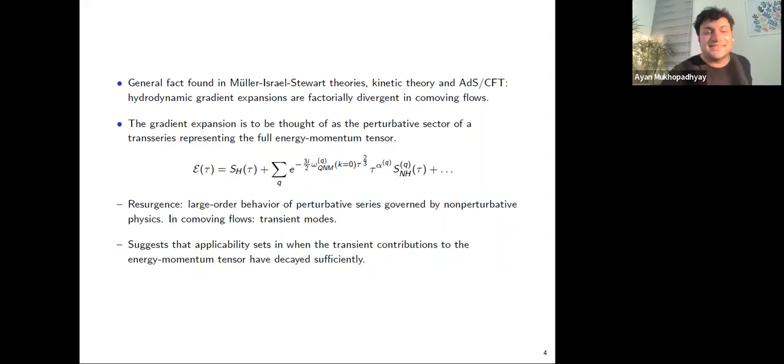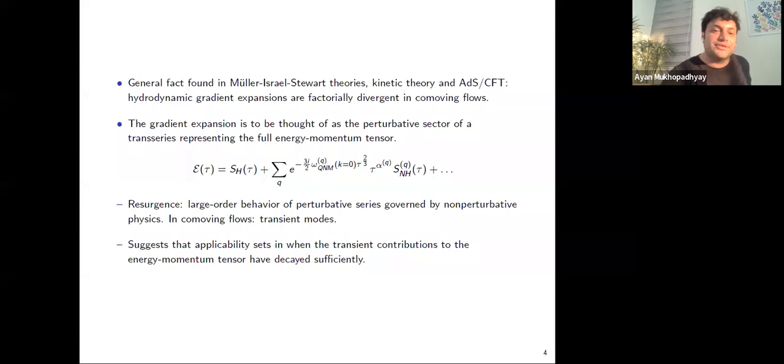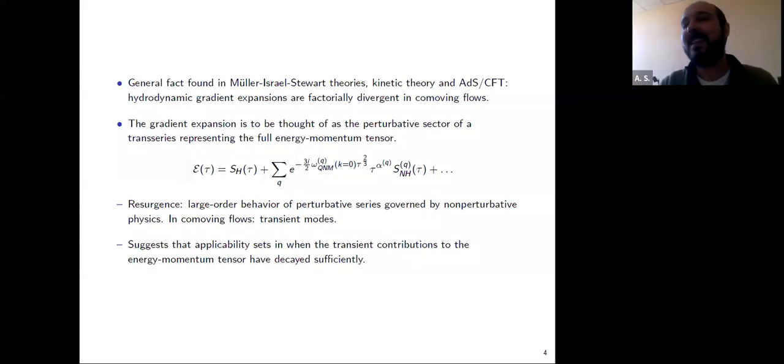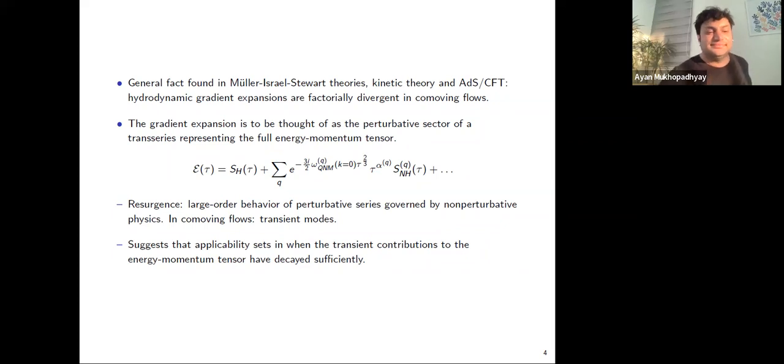But this time, we are going to focus on the actual behavior of the perturbative part of the transseries, and that's all. So I'm not going to discuss transseries in relativistic hydrodynamics for non-comoving flows, basically. That is, of course, the medium-term goal that we would like to set for future research, but personally speaking, I'm not at the point of being able to say something definite about this question.